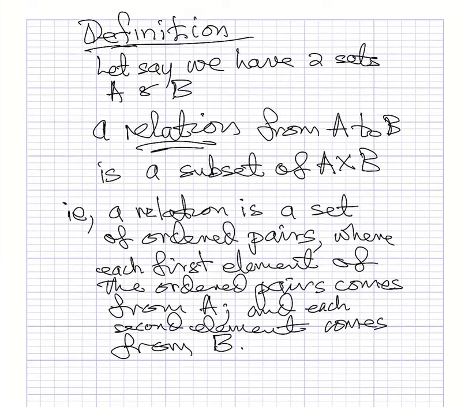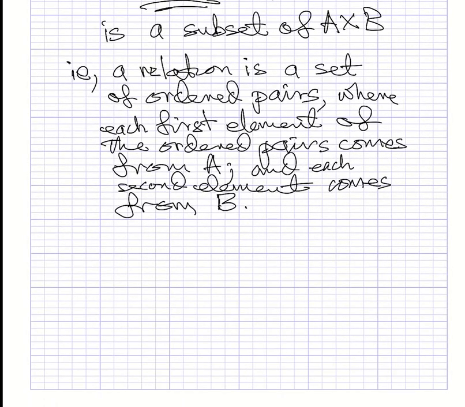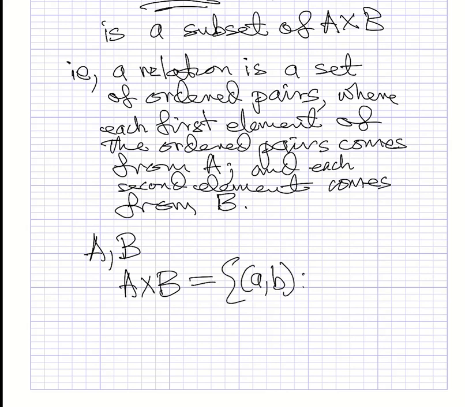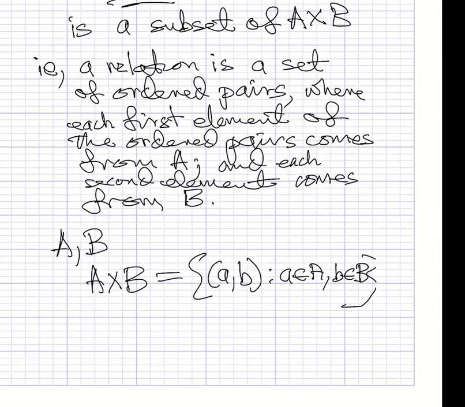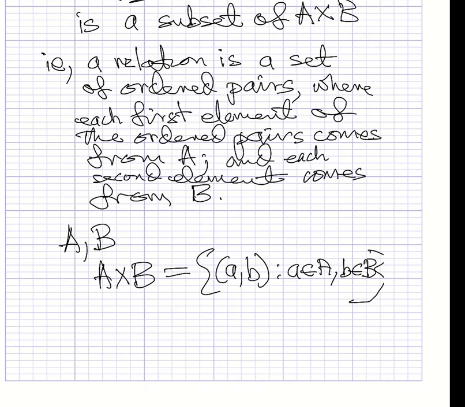In other words, if you have two sets, set A and B, and you form a cross product of it, that's how you find a relation, such that each element of A comes from A and each element of B comes from B. That's all. This is what is called a relation. It's not more than that. That's a relation right there for you.